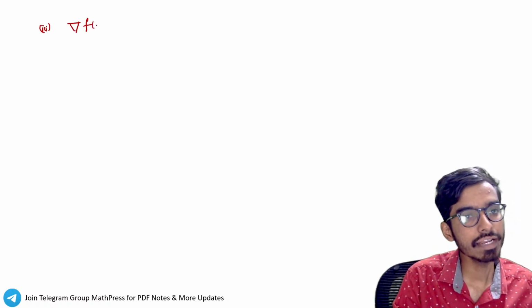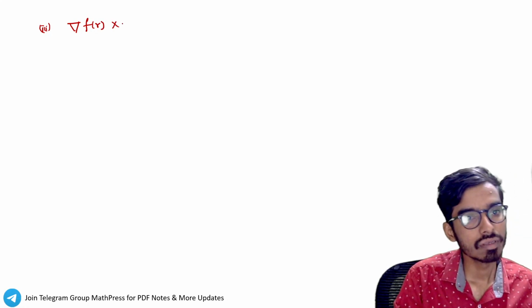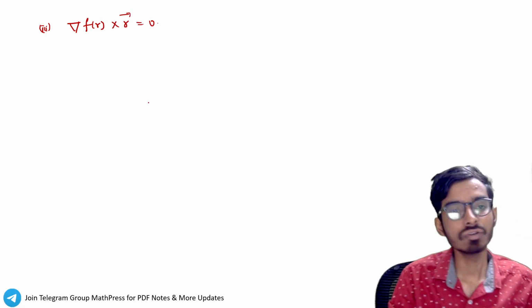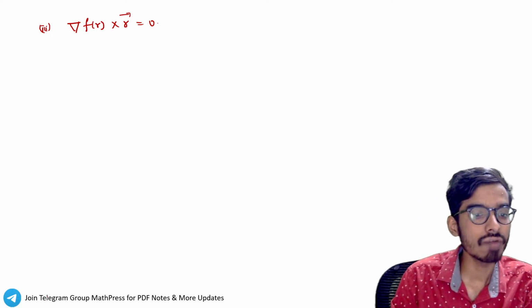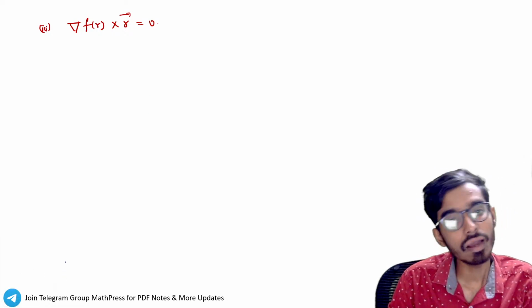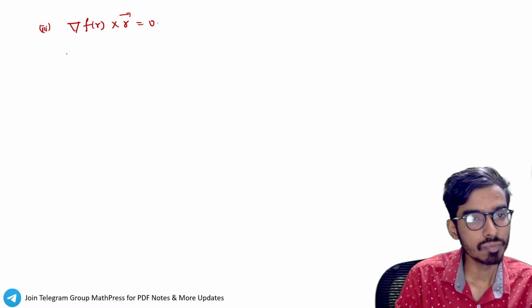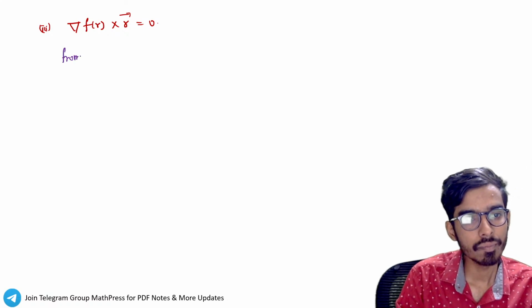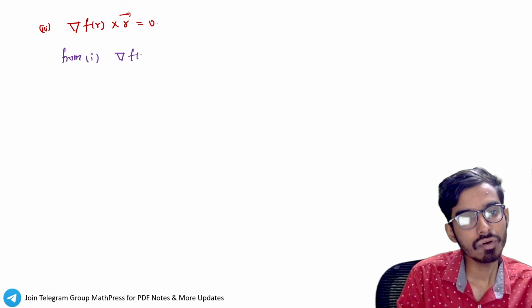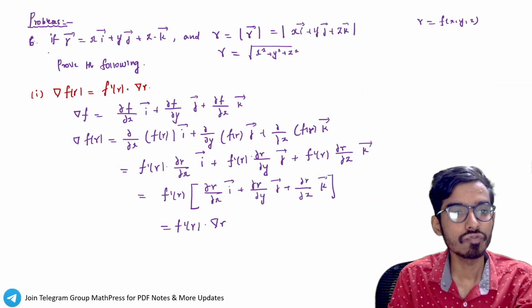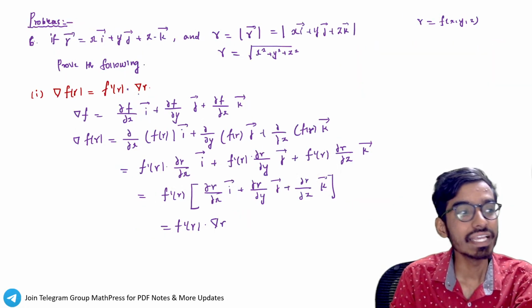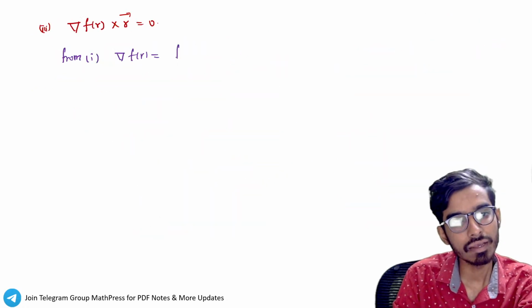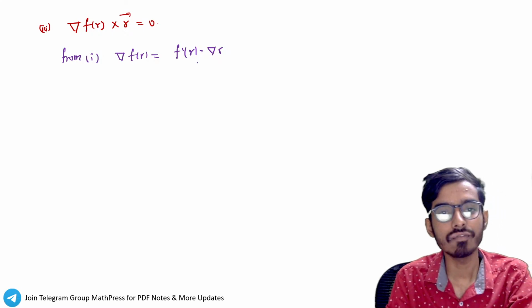so prove that gradient of f of r cross r vector is equal to 0. So we'll prove this. Now from 1 we already know what is gradient of f of r. So from 1 we already know gradient of f of r is f dash of r into del r.